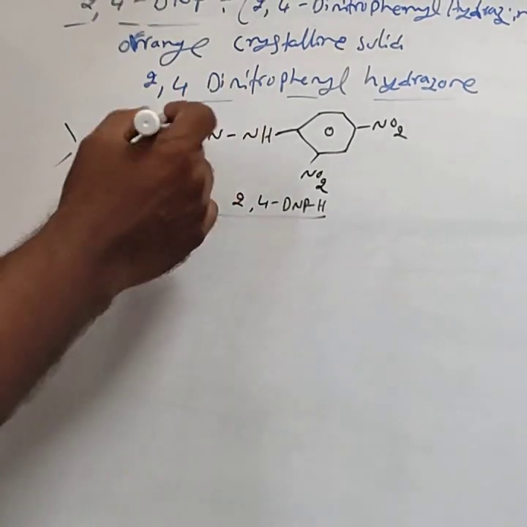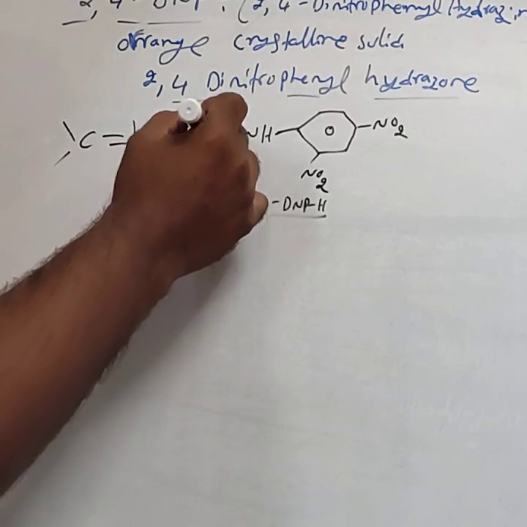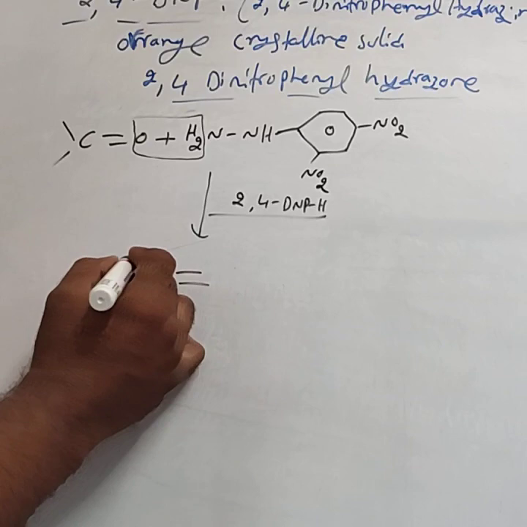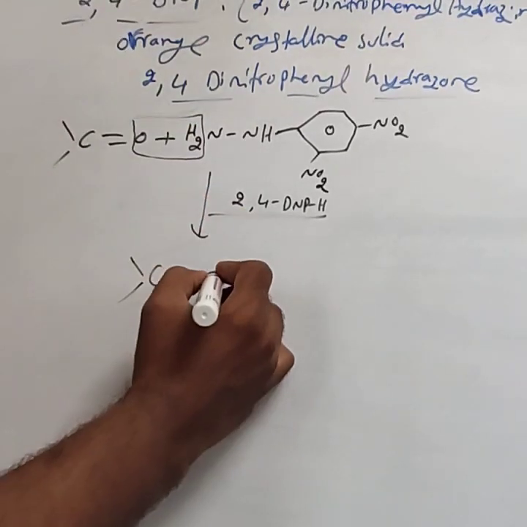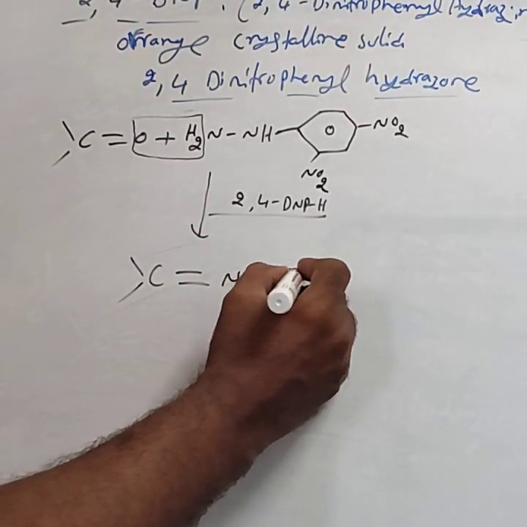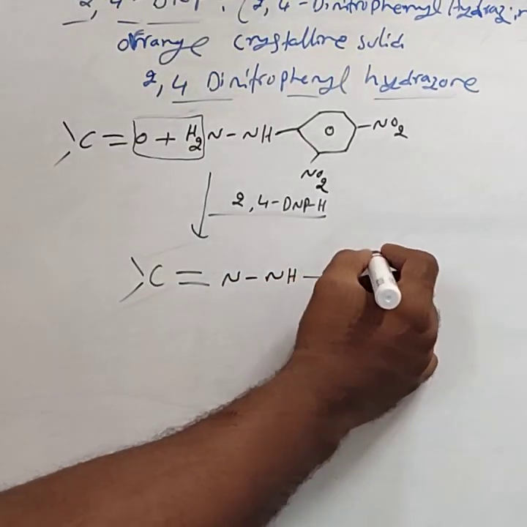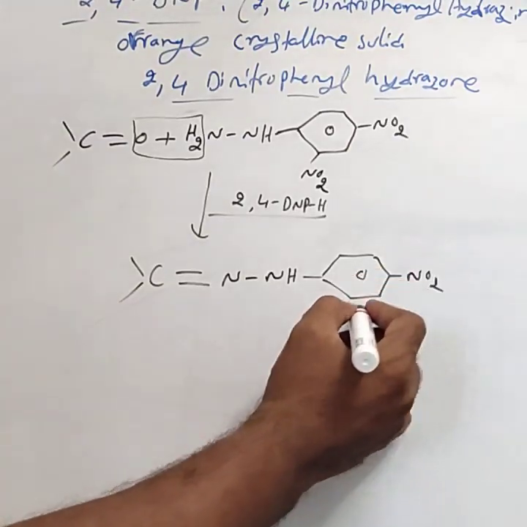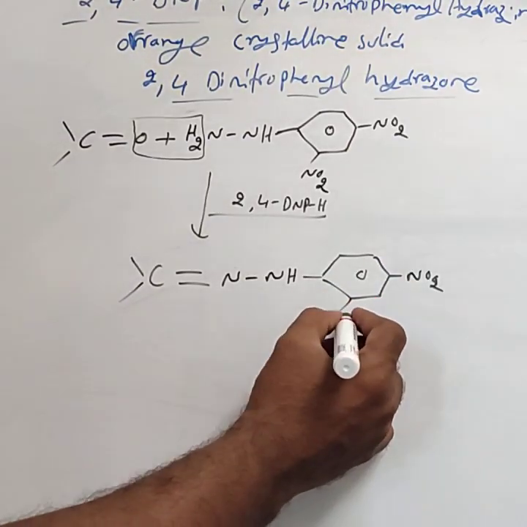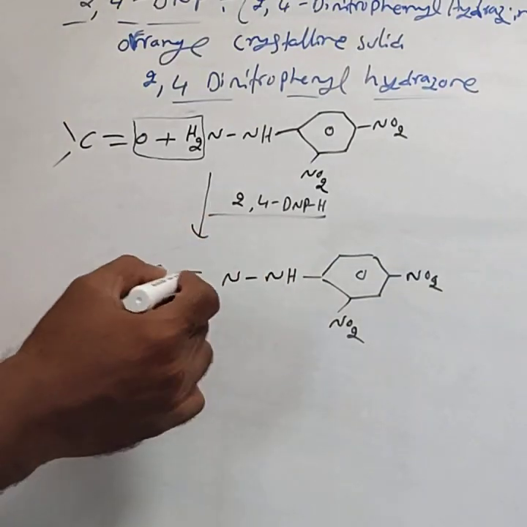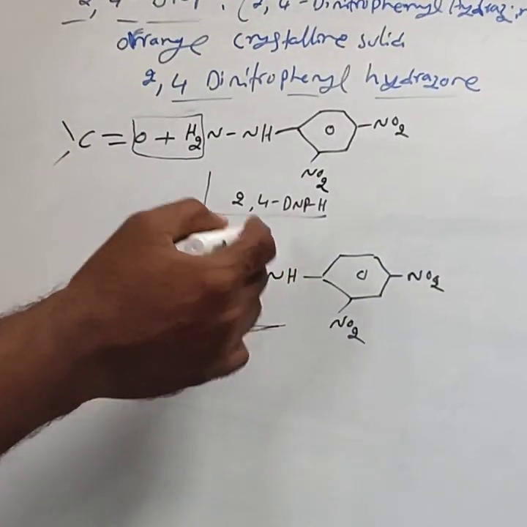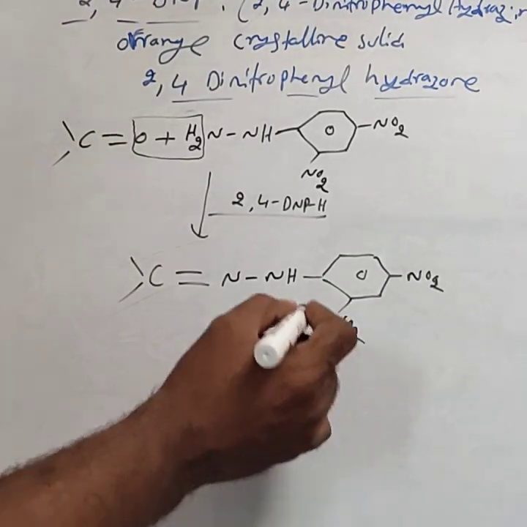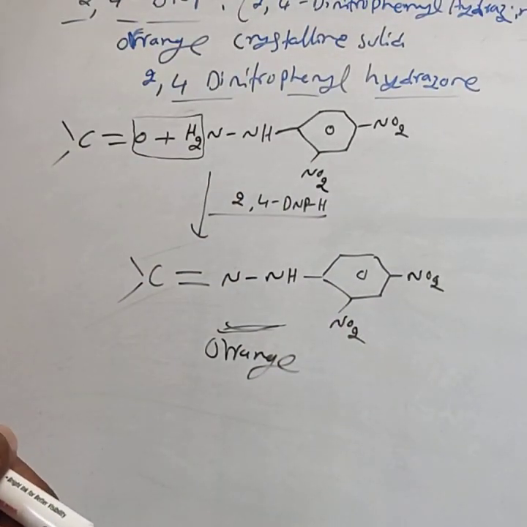When this is treated with a carbonyl compound, removal of water takes place. Then the product is the orange crystalline solid, with a double bond, NH, benzene ring. Here NO2 at the fourth position. Similarly, the second position NO2. This is the 2,4 dinitrophenylhydrazone. This is an orange solid of 2,4 DNPH.